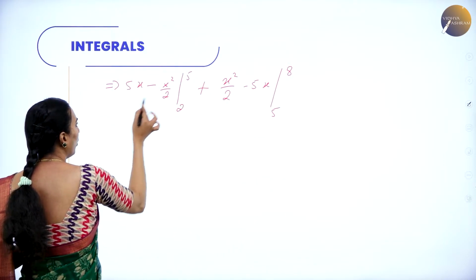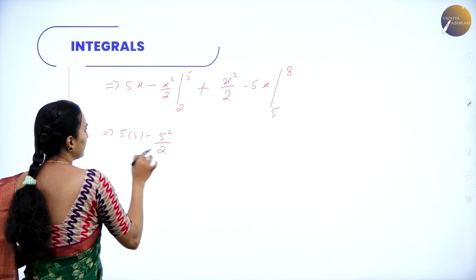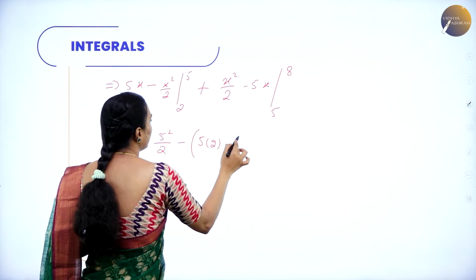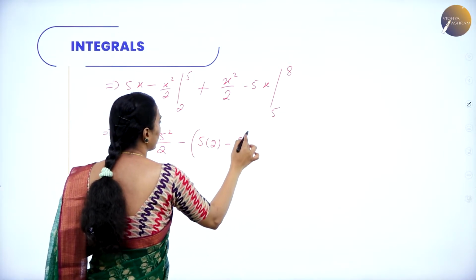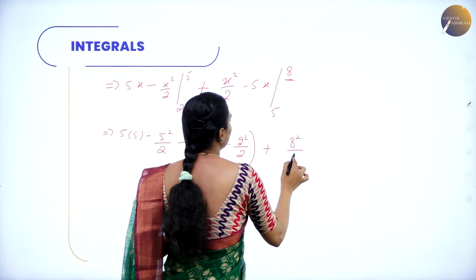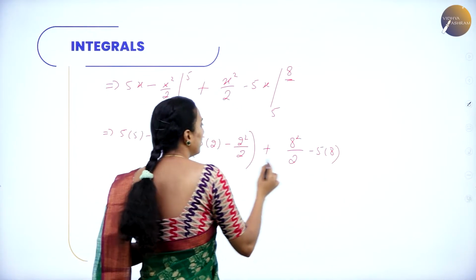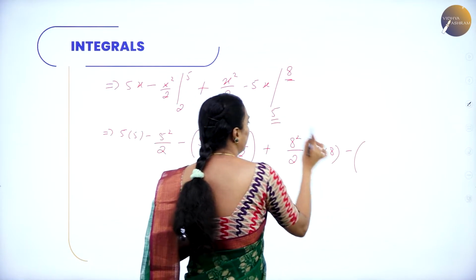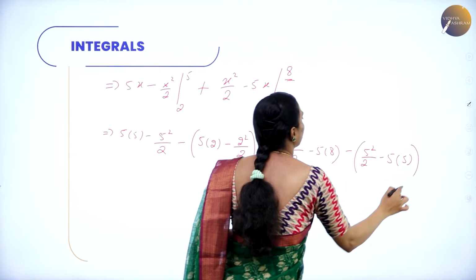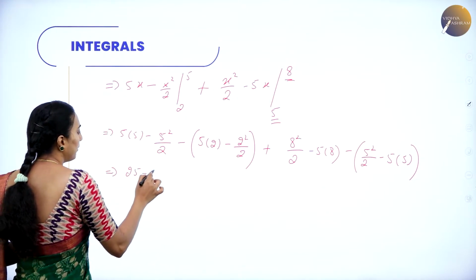First, applying 5 to the whole term, which will become 5 into 5 minus 5 square divided by 2. Similarly, minus, open the bracket, applying the lower limit: 5 into 2 minus 2 square divided by 2. Now, again here also, applying the upper limit 8 first: 8 square divided by 2 minus 5 into 8. Again, you are having minus, open the bracket, applying the lower limit: 5 square divided by 2 minus 5 into 5. Now let us simplify this further, which implies 5 into 5 is nothing but 25.